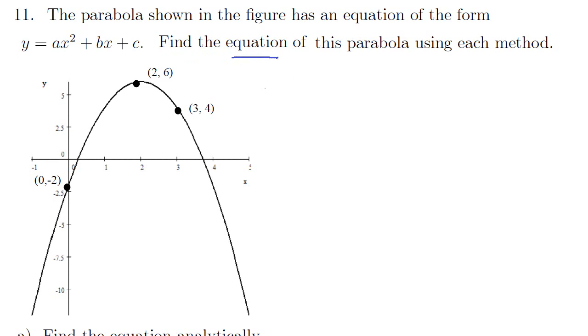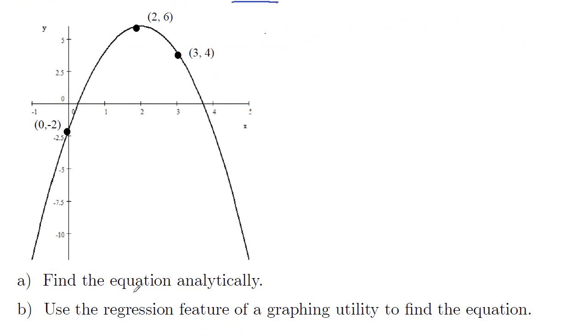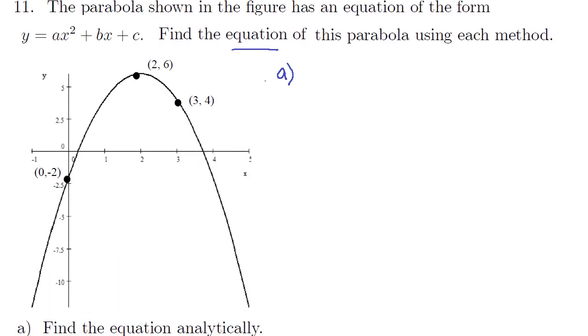And we're going to use two methods here. First, we're going to find the equation analytically, so algebraically, and then we'll use a quadratic regression calculator to help us. So let's first do the algebra here. Since it goes through those 3 points, all of those 3 points work in this equation. So we know that y equals ax squared plus bx plus c.